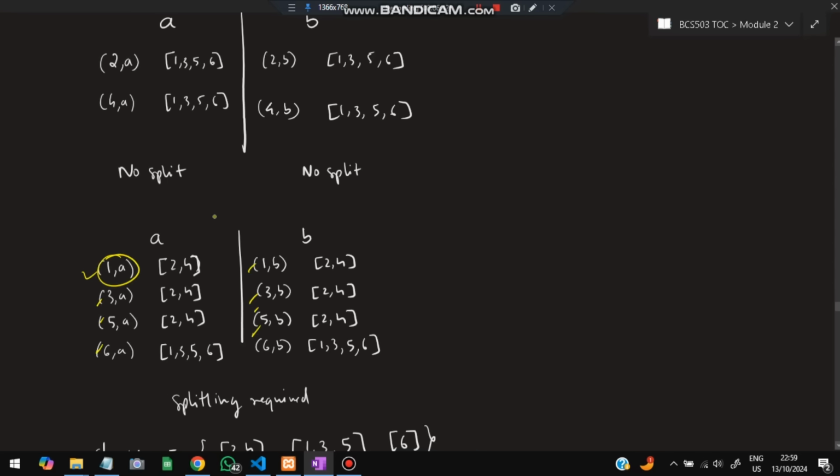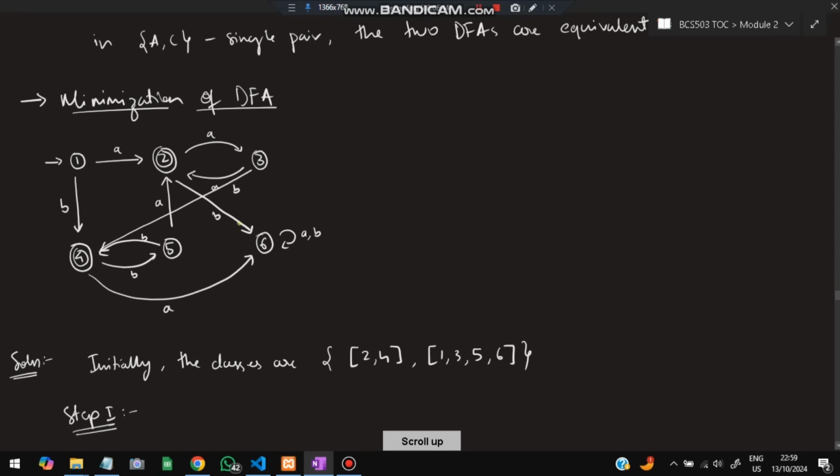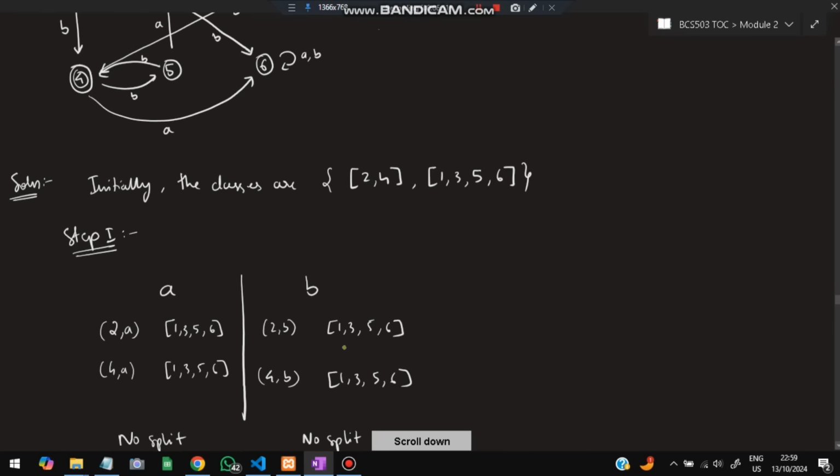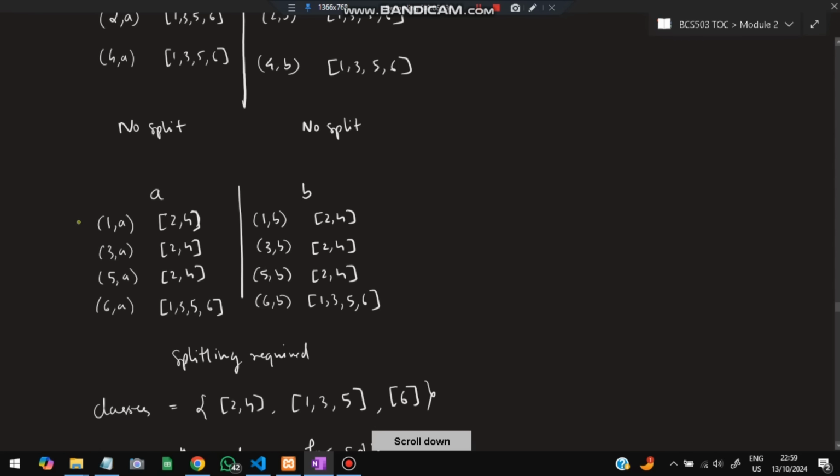Now again the same thing I'll do. 1 with A, if you observe carefully, where is it going? It is going to 2. So 2 belongs to which group? This group or this group? It is going to this group. So I'll be writing 2, 4 here. Okay. So like that, I'll do for all of them.